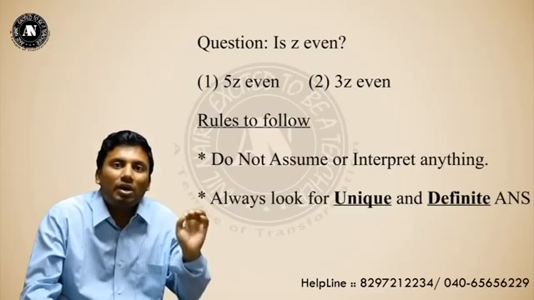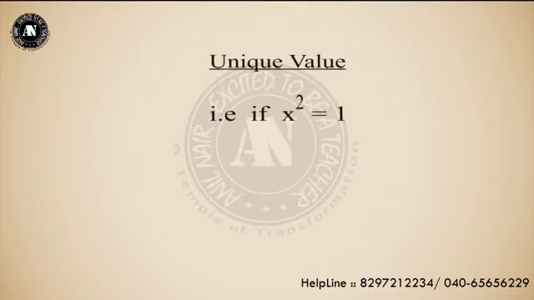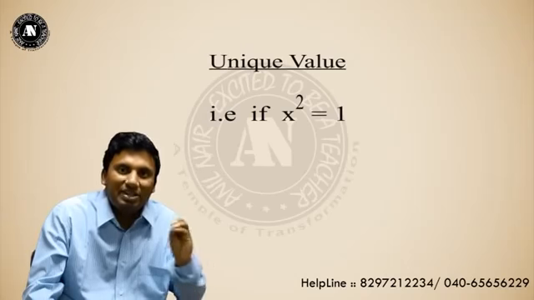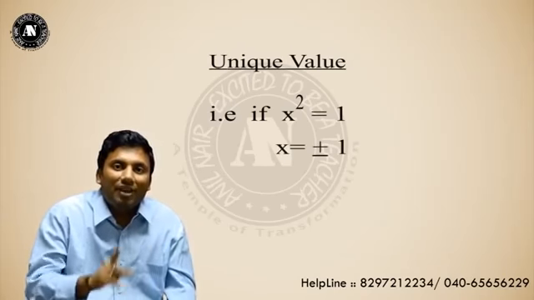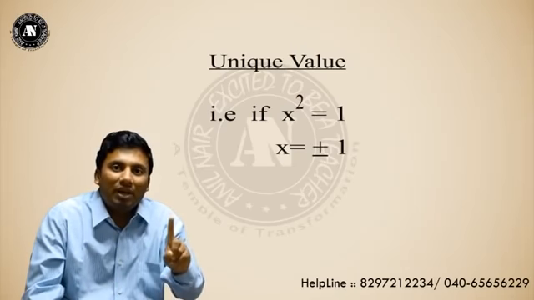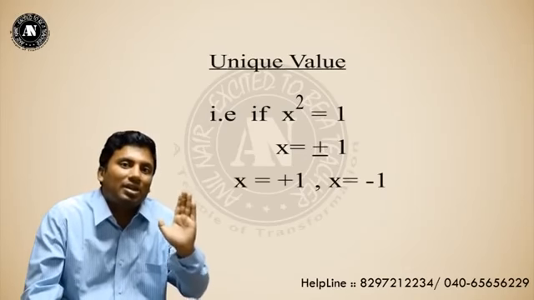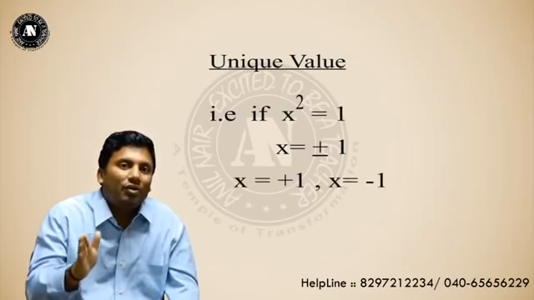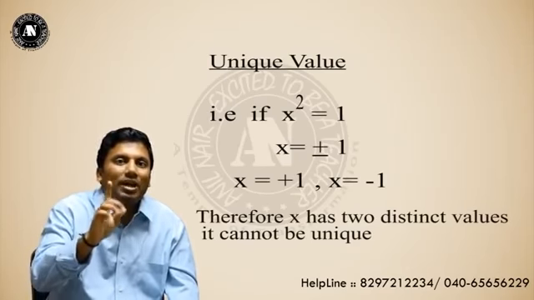Unique answer, what does that mean? For example, x square equals 1. If x is an integer, x will give plus or minus 1. For x square equals 1, x does not have a unique value. x has two values, that is plus or minus 1. Unique value means the variable should take a singular numerical value.